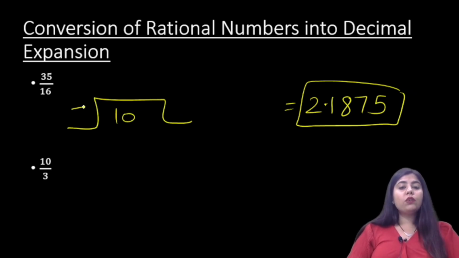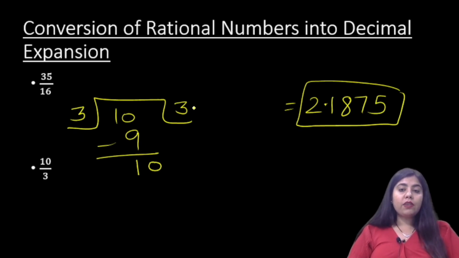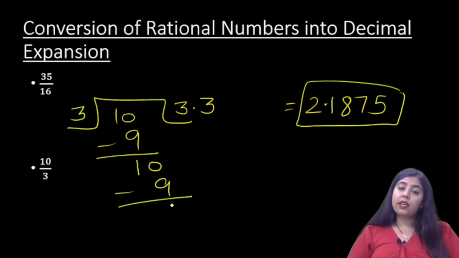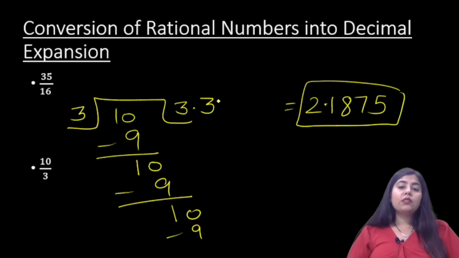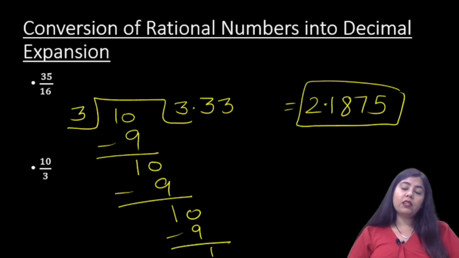Now we know the table of 3. On 3 we get 9. When we subtract 9 from 10, we again get 1. We will take the carryover 0. So it becomes 10, and here we have to put the decimal. Now on 3, we again get 9. 10 minus 9 is again 1. Again we will take the carryover as 0. Again on 3, we get 9. So we have to write 3 here again. Again we will get 1.